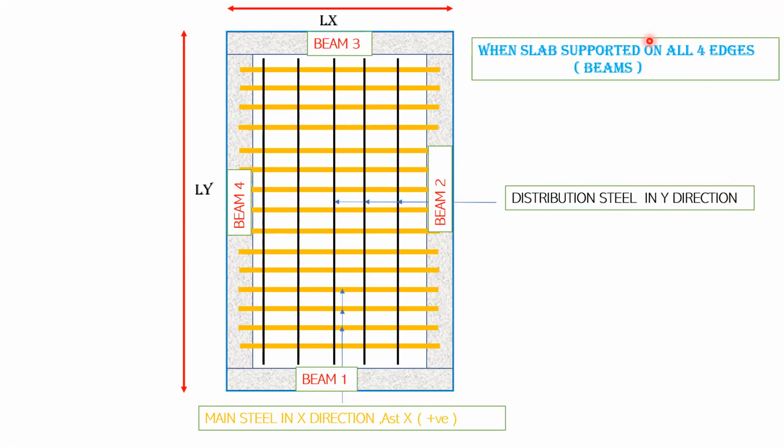If the slab is supported on all four edges, with beam 1, beam 2, beam 3, and beam 4, then the slab is always going to bend along the shorter span. That is why we provide the bar along the shorter span, called the main bar, the one which is orange in color. That is the area of steel in the X direction, the positive reinforcement. Whereas the black color lines you can see are called distribution bars, which are provided in the Y direction. So this is how it looks finally.